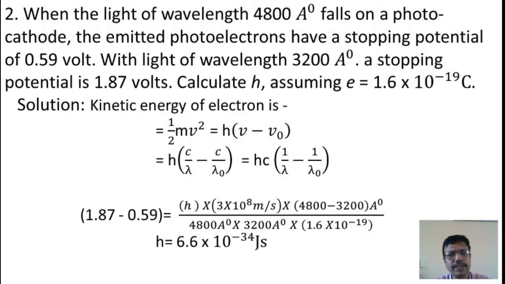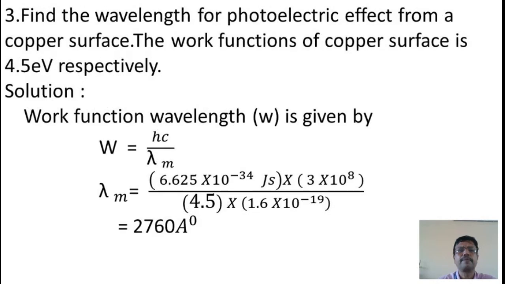If you put in the values, the value of Planck's constant h is equal to 6.6 into 10 power minus 34 joule second. This is the value of Planck's constant which is obtained. Then come to problem number 3.